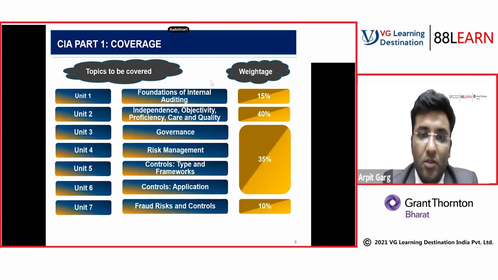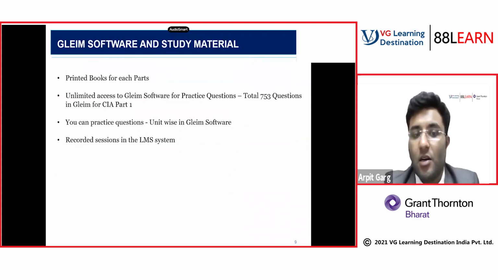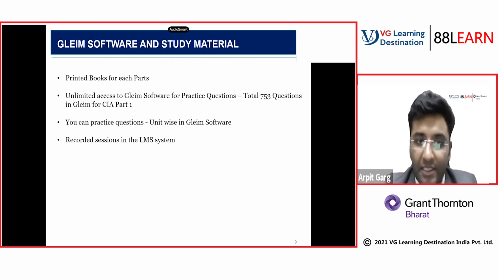Okay, so now quickly, let's understand what you will be getting to pursue and go through during your CIA part 1 study sessions. I have been informed that you're going to get the printed books for each of the CIA parts, part 1, part 2, part 3. So you can easily study. Then you are going to have unlimited access to the GLIM software for your practice questions.